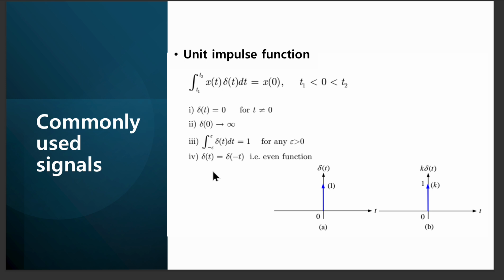Next is the impulse function. The impulse function is a very unique function. It is characterized by the x-axis approaching zero and the y-axis driving to infinity, resulting in an integral with an area of 1. Due to its unique properties, the impulse function is one of the most commonly used functions.